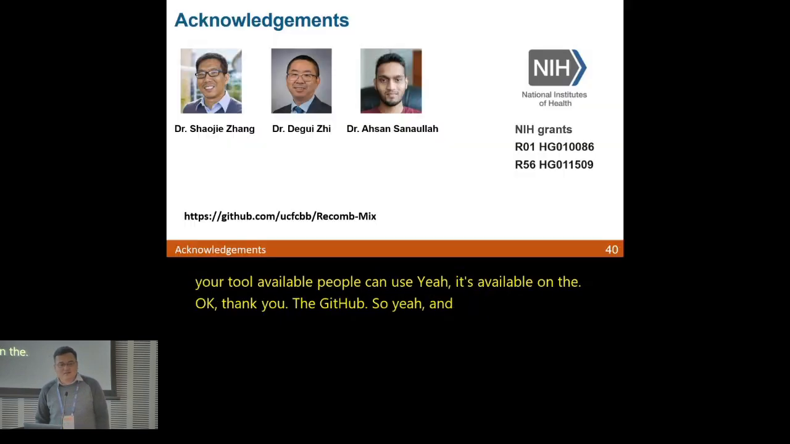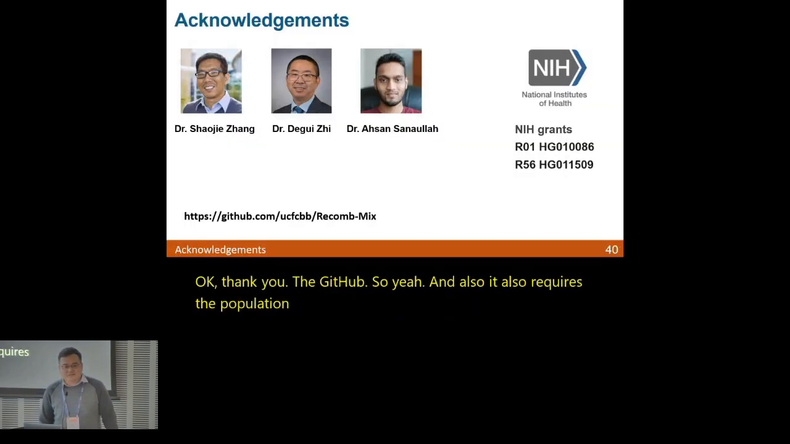And also, is your tool available for people to use? Yeah, it's available on GitHub. And it also requires the ancestry population labels of the reference samples.